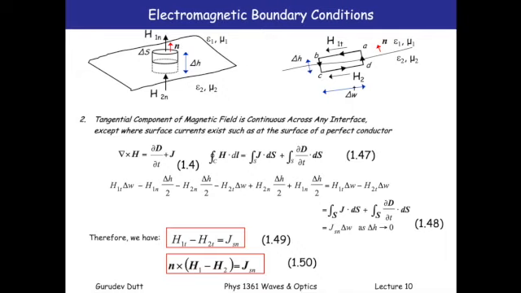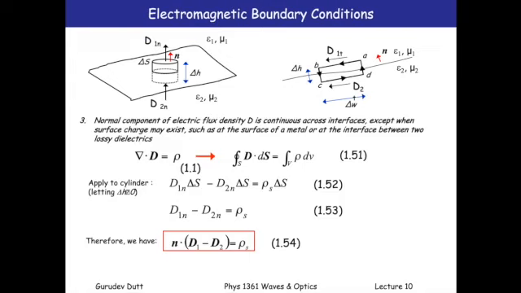Similarly, we can apply this for the magnetic field, and there, as you see here, the tangential component of the magnetic field ends up being continuous across the interface as well. So those two equations hold, except in the case when there is a surface current, such as at the surface of a perfect conductor. But if you're considering dielectric materials where no currents are flowing on the surface, then this right-hand side will be 0, and therefore the tangential component of H will also be continuous.